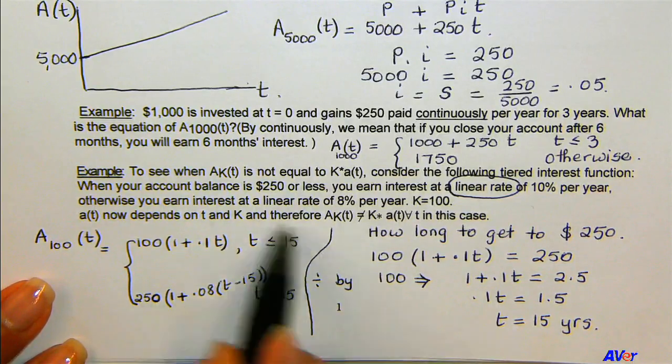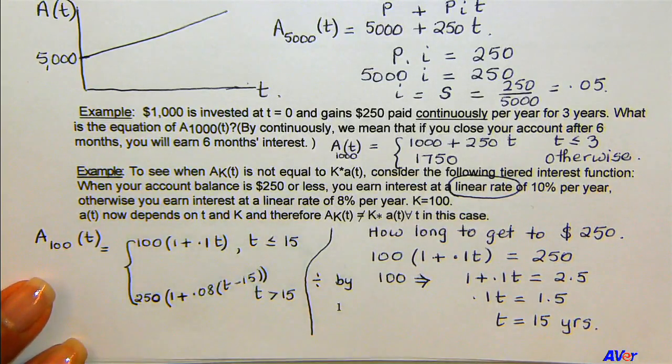If you don't understand this, please let me know. For the linear interest, or simple interest, wouldn't it always be P in front of the interest rate? No, because at the end of 15 years, your balance is $250. Right. So what is growing? The amount invested.